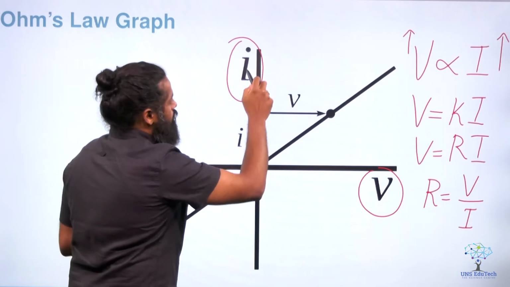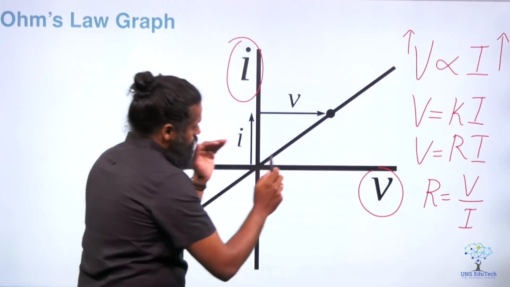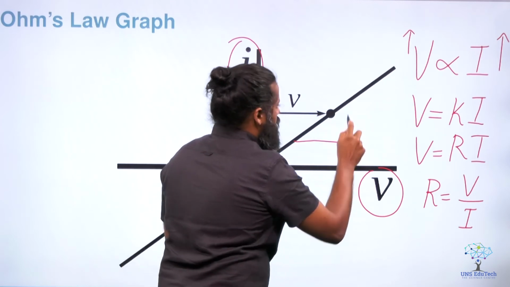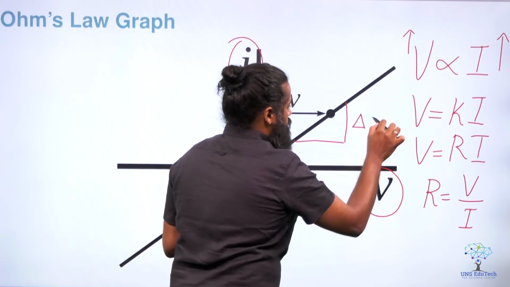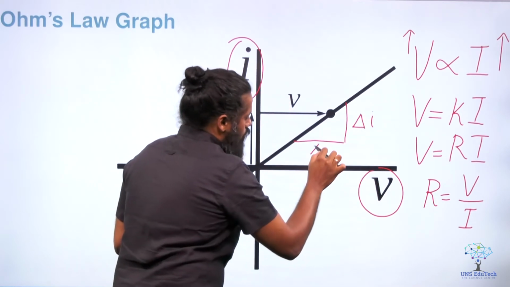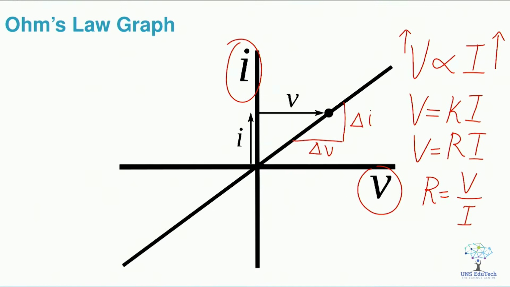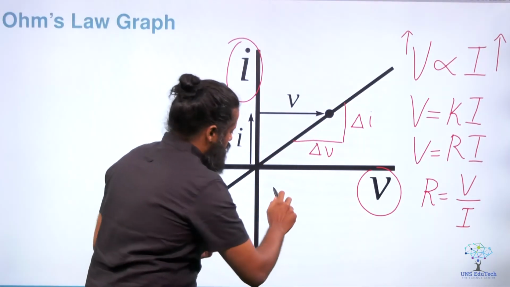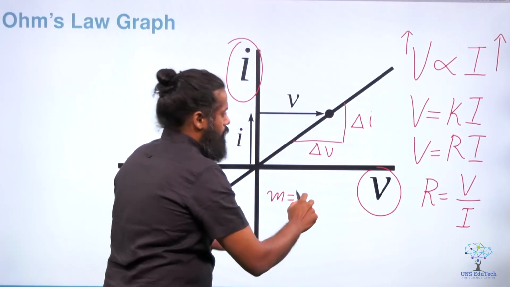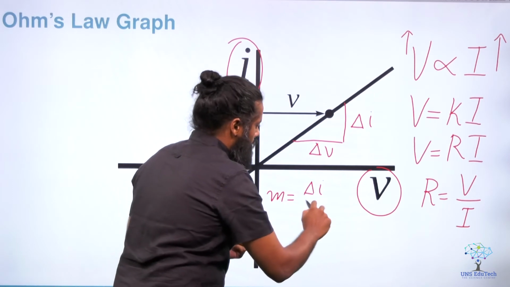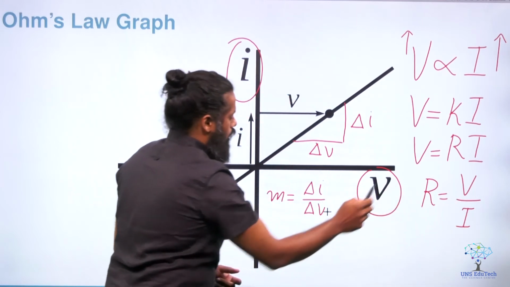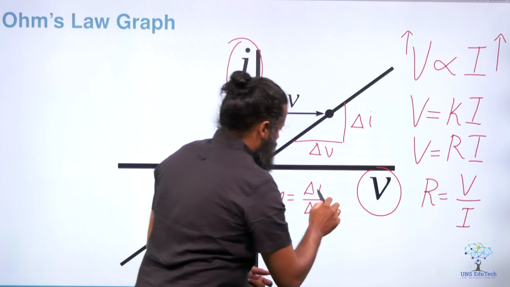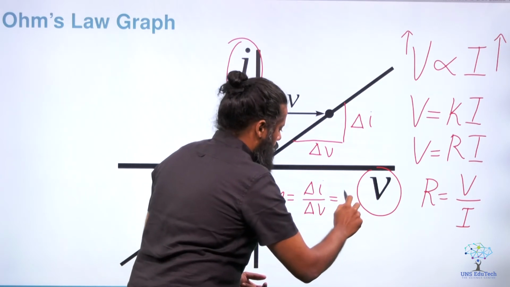Here, if I plot I versus V, you can take the slope. If you take a small section, a small change in current is delta I and the small change in voltage is delta V. Slope is nothing but rise over run, usually represented by the letter m, that is m = delta I divided by delta V. Already you know that V by I is equal to R, so here I by V will be equal to 1 by R.